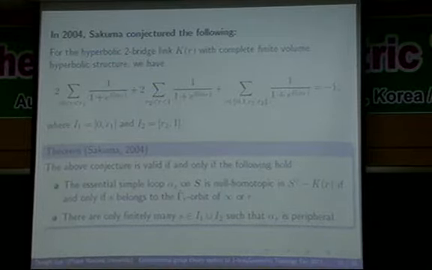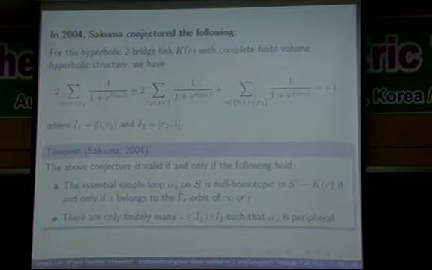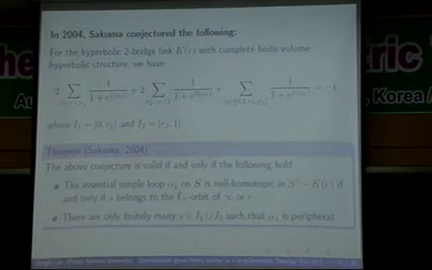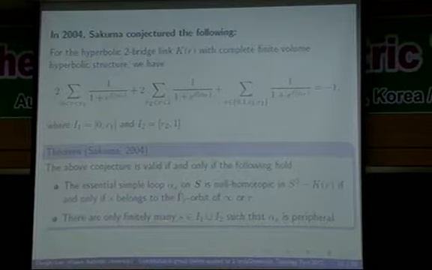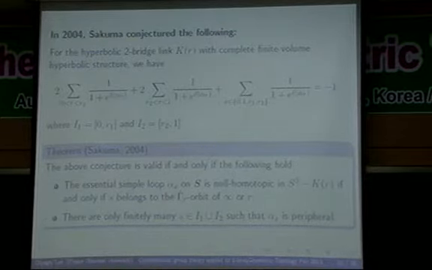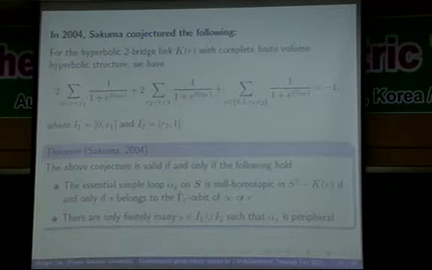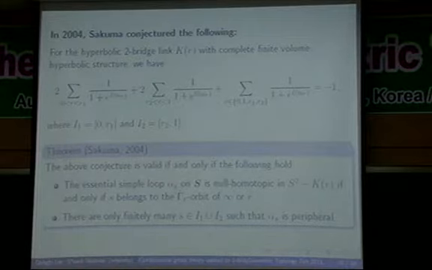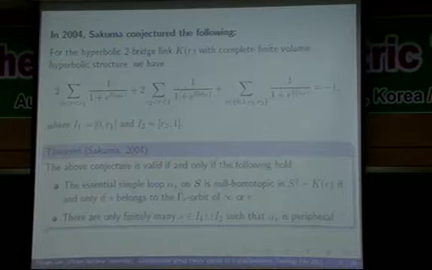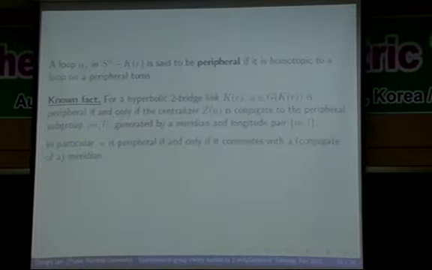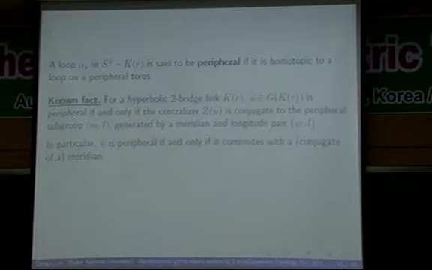So you see that the first condition is somehow related to question 1, and this second condition is related to question 2. There are only finitely many rational numbers contained in the union of I sub 1 and I sub 2, which I'm going to explain later, such that alpha sub s is peripheral. And why is this second condition related to question 2? That's the reason. By a peripheral loop, we mean a loop which is homotopic to a loop on a peripheral torus.